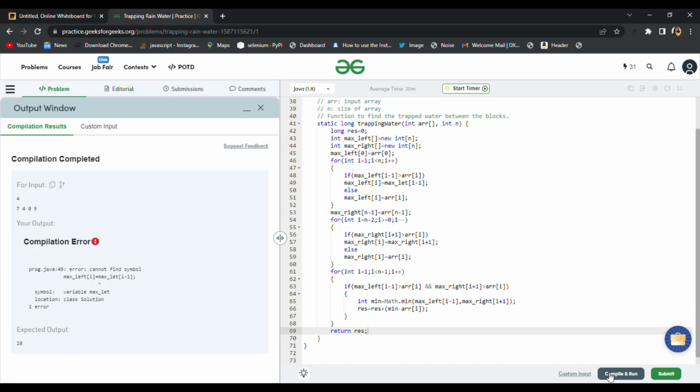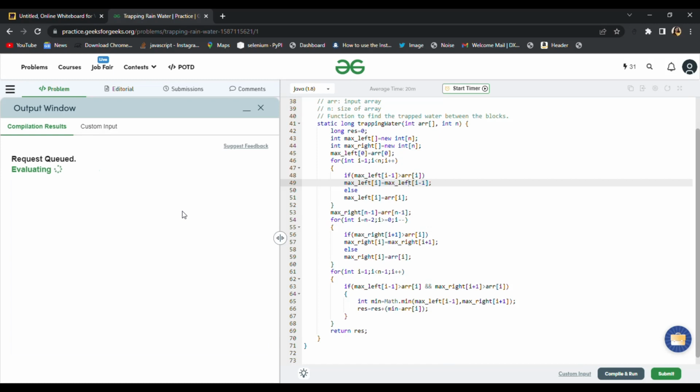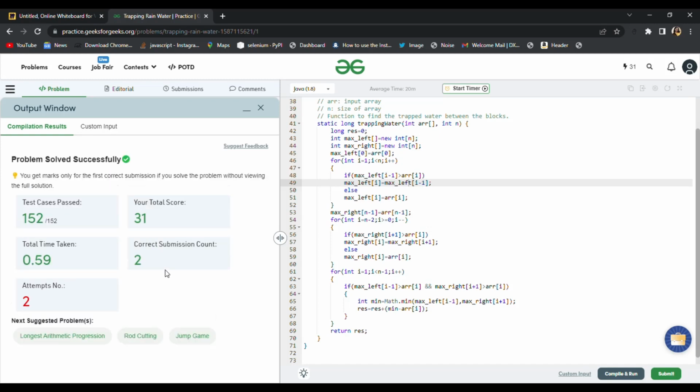And see what's the error we got. It's max left, in line number 49. In line number 49 it should be LEFT. We kept it as LET. No problem. We have corrected this. Now we start compiling again. So we got the desired output. Okay, so now we'll try submitting our code. Okay, it got submitted successfully. So this is the code.